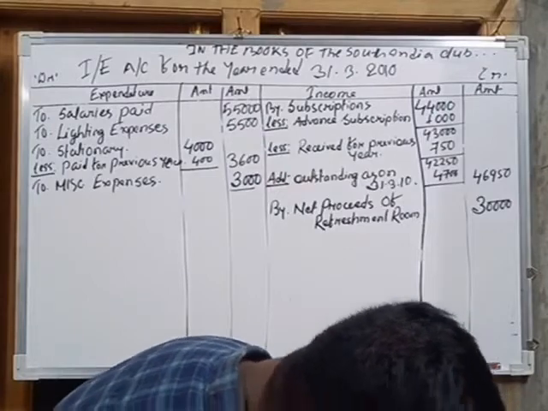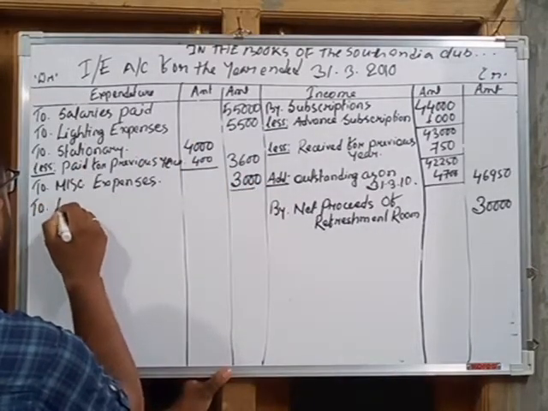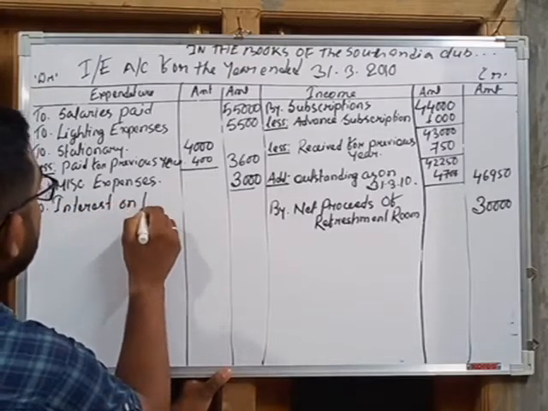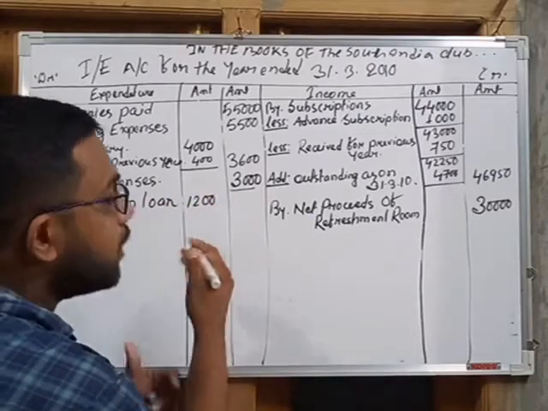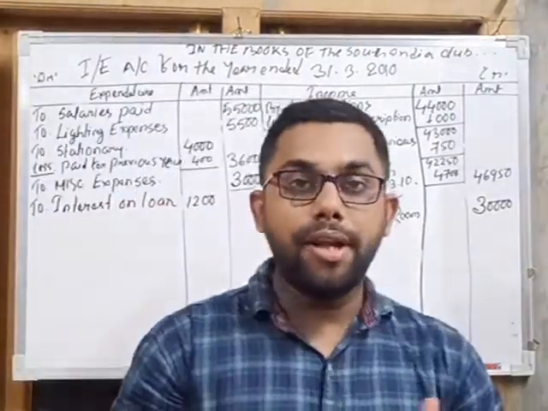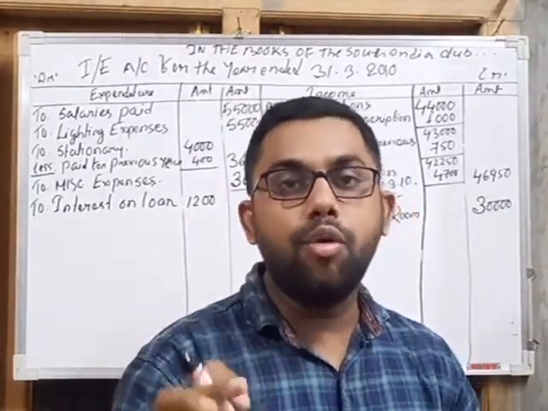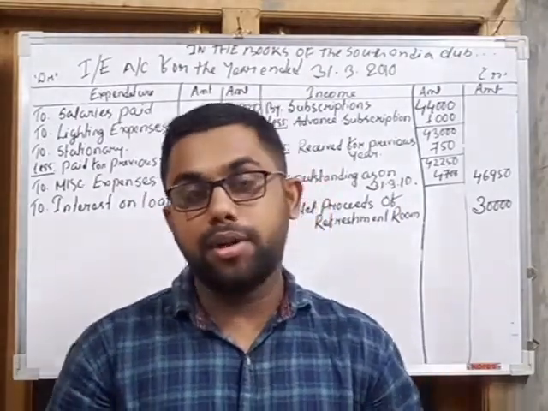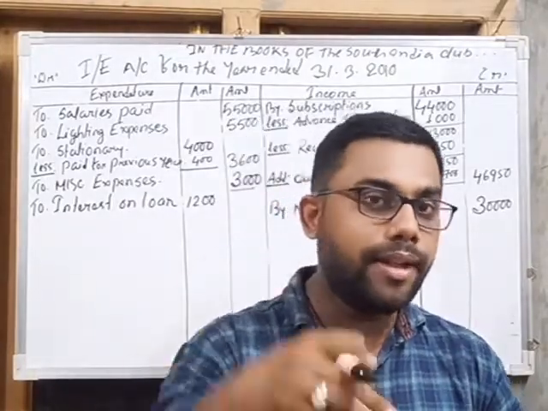Next, interest paid on loan. So it will come on the expenditure side, to interest on loan. What is the amount? 1,200. Why have I written it in the inner column? Because whenever they pay the interest on a loan, it is paid for the whole year. But in the current year, they have only paid for 3 months. The amount for the next 9 months will be paid in the next financial year.